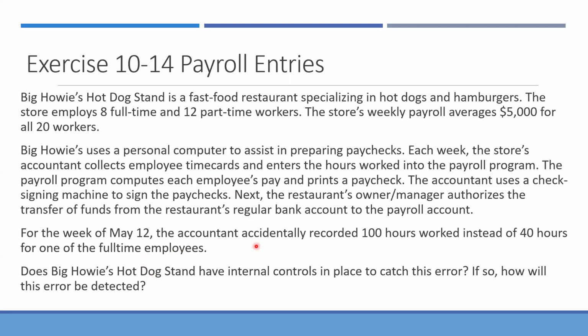For the week of May 12th, the accountant accidentally recorded 100 hours worked instead of 40 hours for one of the full-time employees. Do they have internal controls in place to catch this error? If so, how will this error be detected? So, could anybody put in the chat how would this error be detected? Because there is a control.